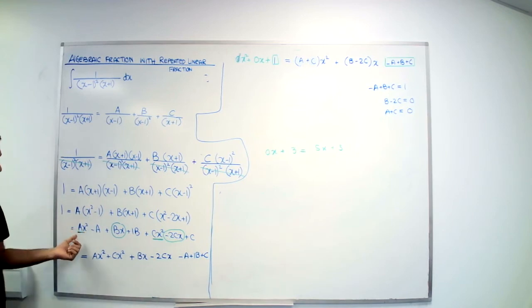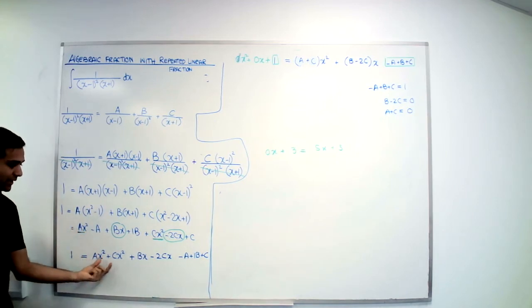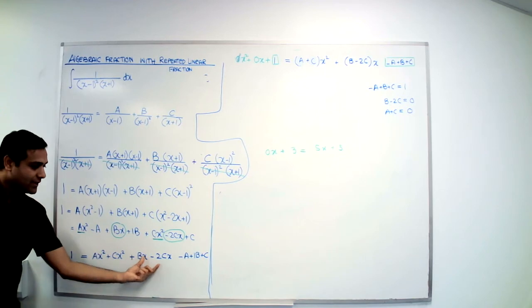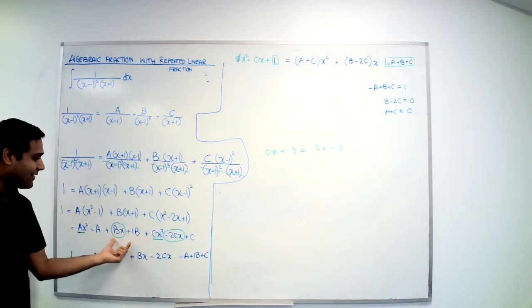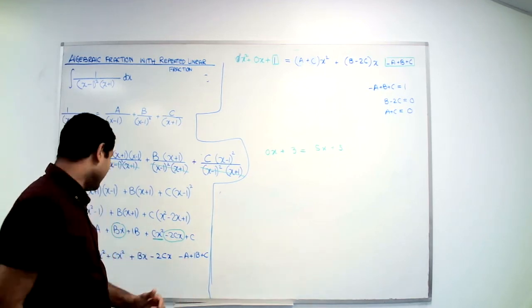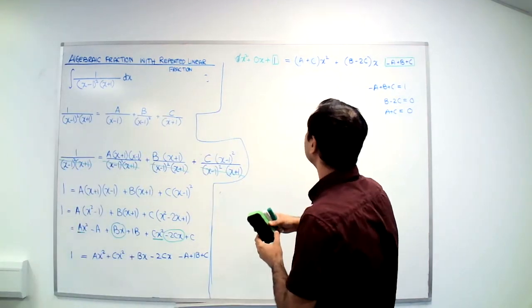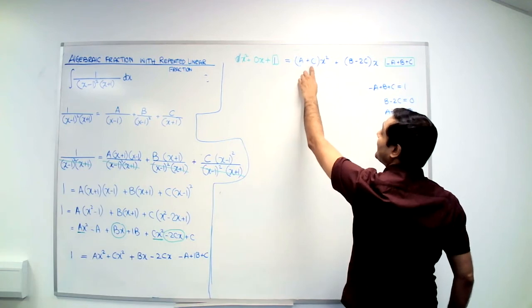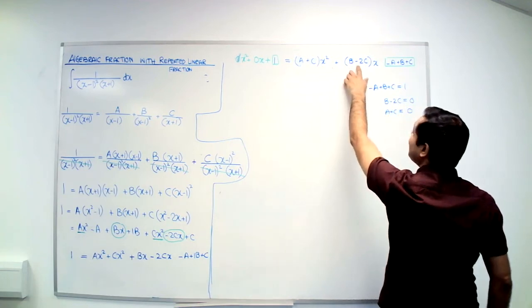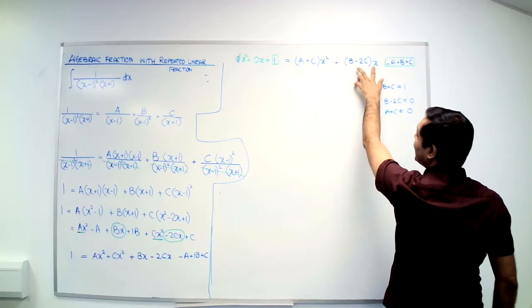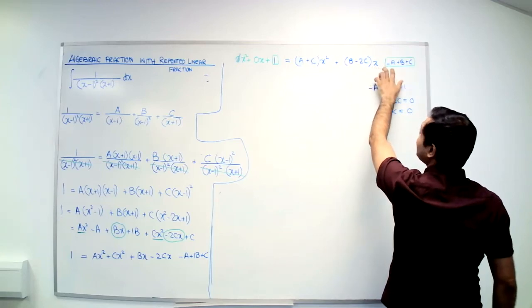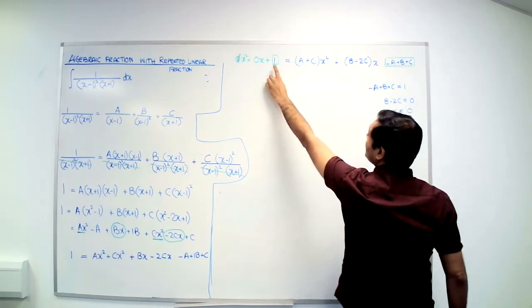When you got that one, you need to make sure the x squared terms are here, the terms with x are here, and the terms that don't have any x are here. And then after that, you need to match the coefficients. So 1 is already here, a plus c x squared, plus b minus c x, because I taken the x out, and this is a constant, that's 1.